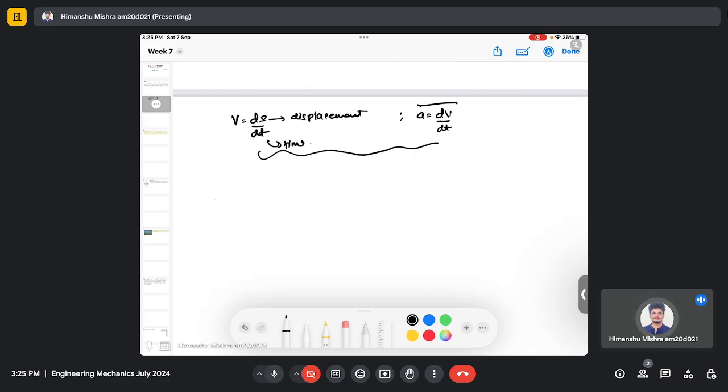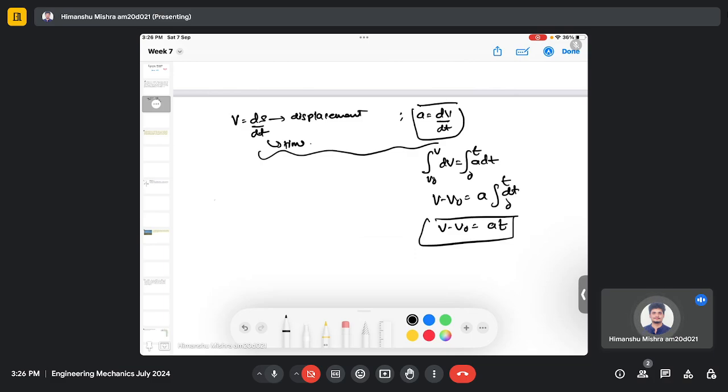For example, if I use this relation, I can write dv equals a dt. Now if I integrate, let's say from v0 to v and here from 0 to t, then I will get v minus v0 equals, now my acceleration is constant, it will not change in time or space, so it will be outside of the integral. So I can write this as a t.